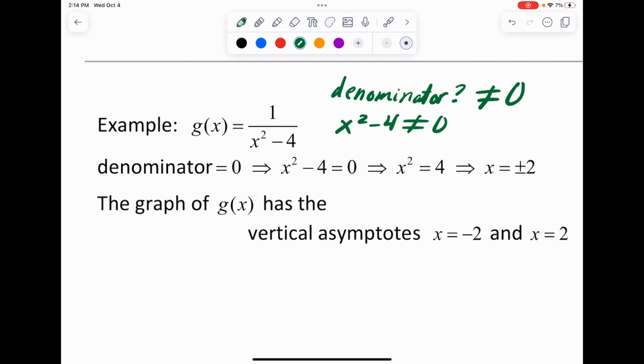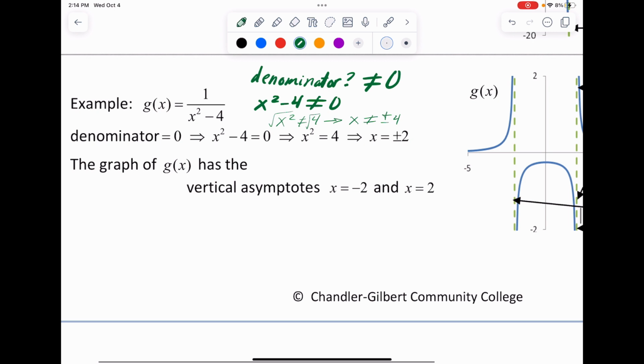Even if I move things around, it would still work out the exact same way. x squared is not equal to 4. What's the square root of 4? Taking the square root of both sides would end up telling me that x cannot be equal to plus or minus 2. That's why I have this value right here.